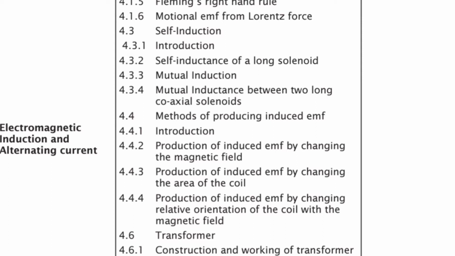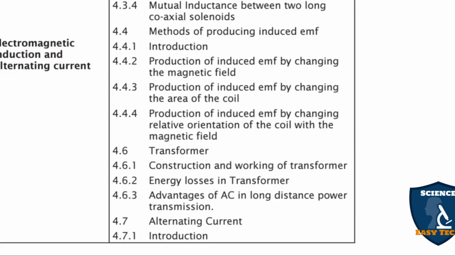4.4.2 production of induced EMF by changing the magnetic field, 4.4.3 production of induced EMF by changing the area of the coil, 4.4.4 production of induced EMF by changing the relative orientation of the coil with the magnetic field. 4.6 transformer, 4.6.1 construction and working of transformer, 4.6.2 energy losses in transformer, 4.6.3 advantages of AC in long distance power transmission, 4.7 alternating current, 4.7.1 introduction.